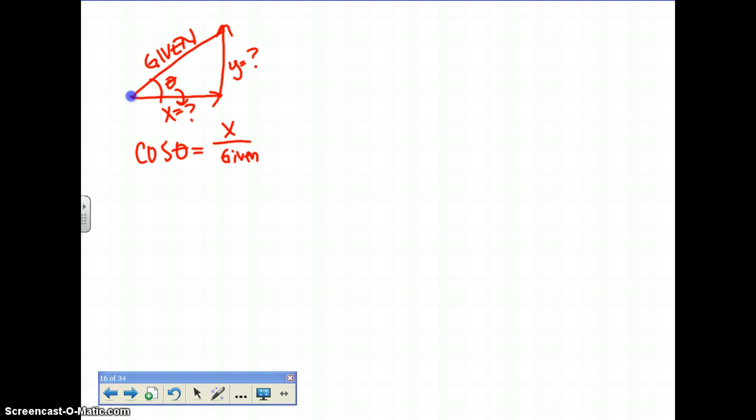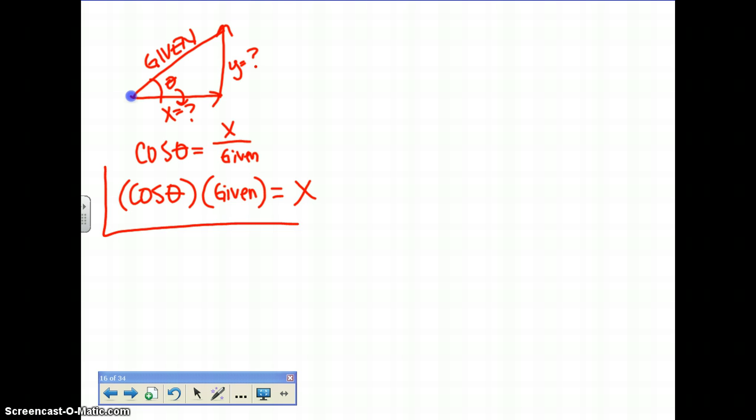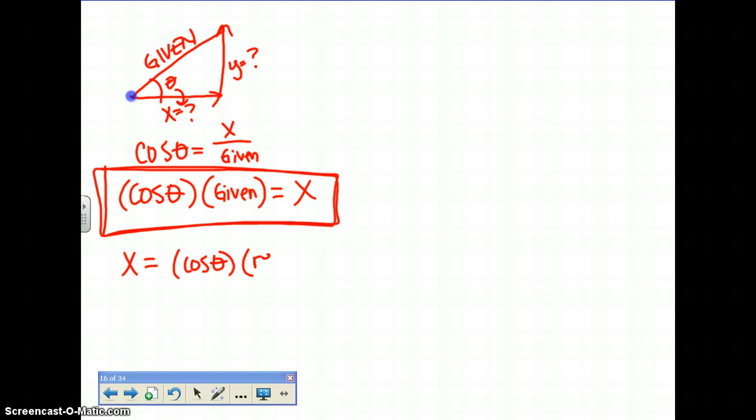But you want to solve for just the x side. So your equation is cosine theta times your given, which is your resultant, is going to equal your x component. Make sense? So this is the equation that you would want to use. Now, this is not the original though. This is not going to be like the E in the guess method. The E in the guess method, we're going to dress it up a little bit, and we're going to say the x component equals cosine theta times your resultant, which once again, the resultant is what is given to you.